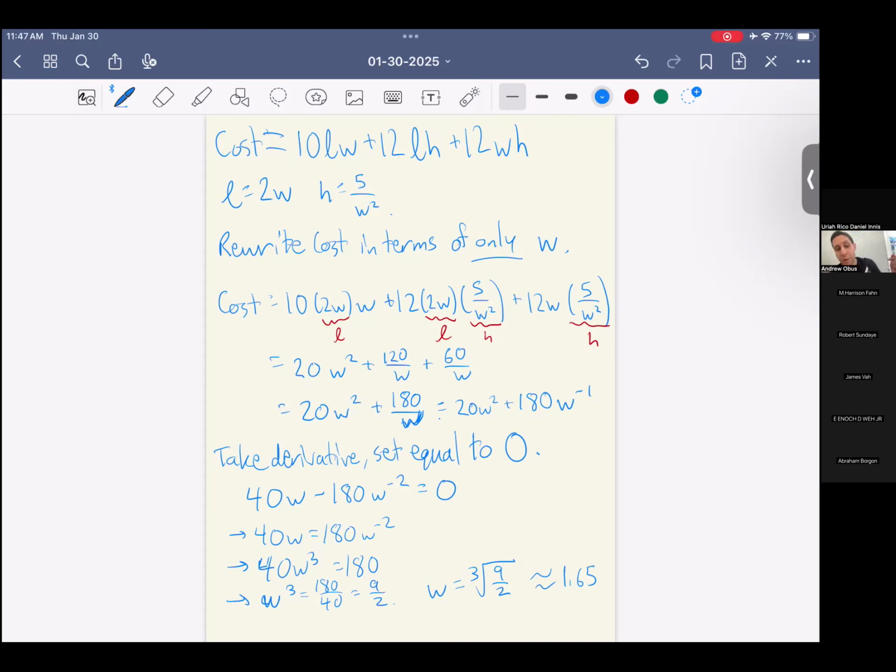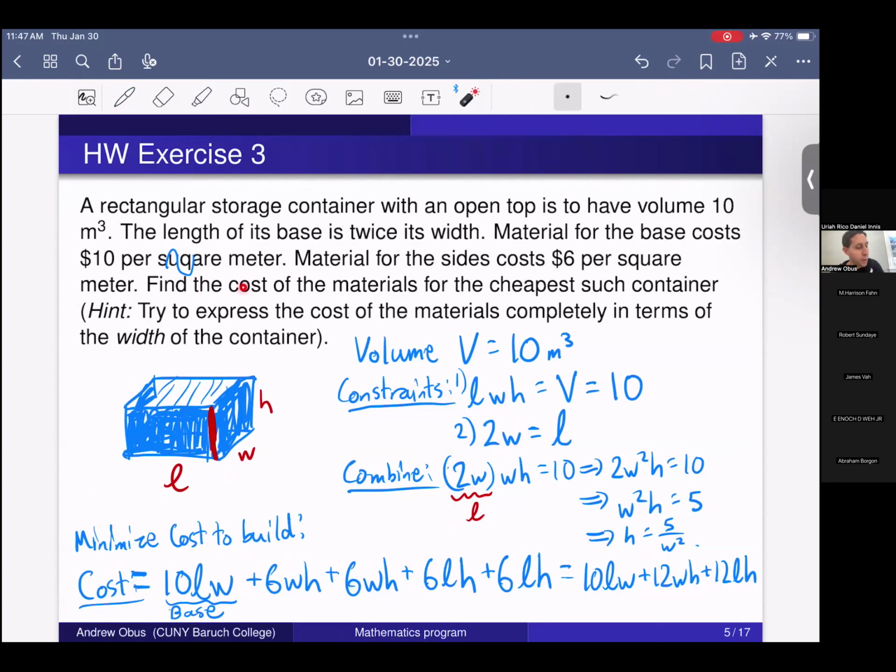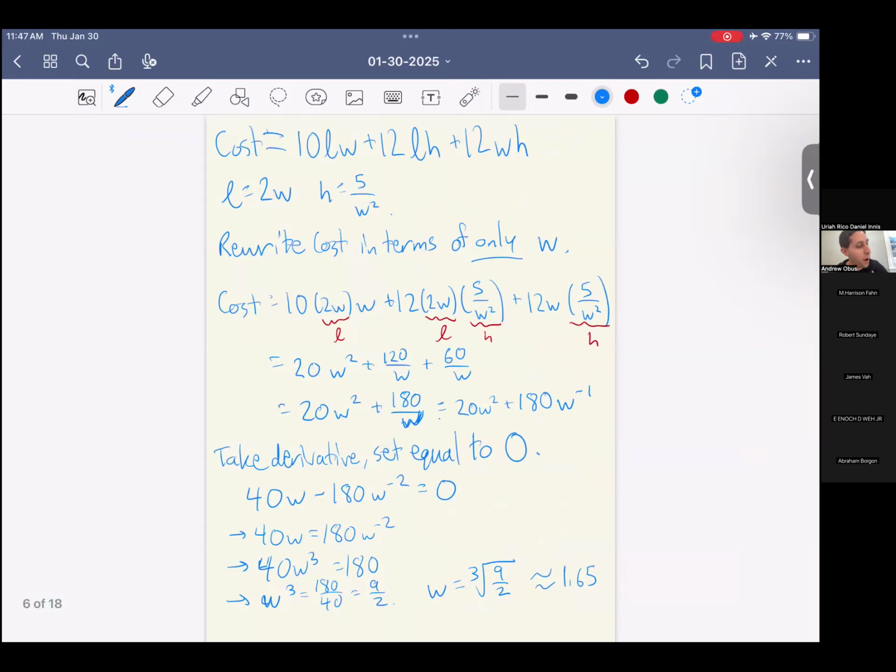Now, did we answer the question? We've got to go back and look. Well, it says, find the cost of the materials for the cheapest such container. Find the cost. So we're not done just because we found the width. What we actually need to do is find the cost, right? But the good news is we have a formula for the cost in terms of the width. The cost is 20 times the square of the width plus 180 over the width, right?